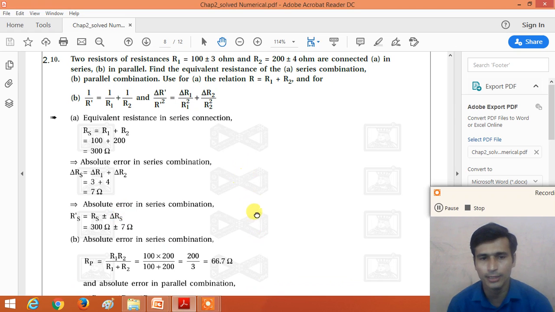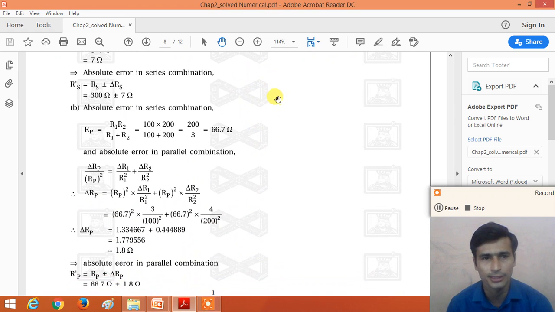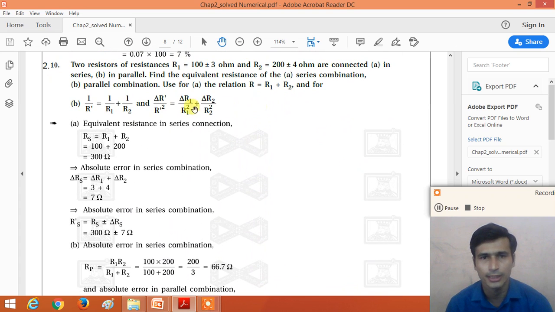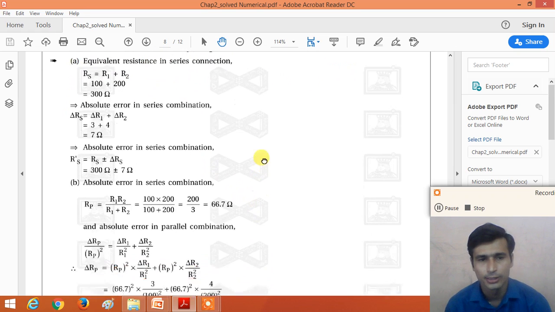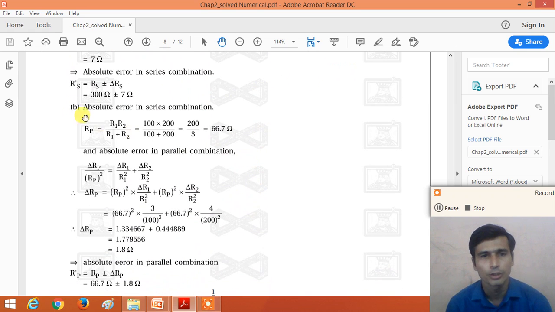Now the equivalent resistance in a parallel combination. For the parallel combination the equation is given to you. In a parallel combination the equivalent resistance is 1 by R dash is equal to 1 by R1 plus 1 by R2, and the error in the equivalent resistance, delta R dash divided by R dash square, is equal to delta R1 by R1 square plus delta R2 by R2 square. So we use this equation for the parallel combination. So how can we calculate the absolute error in the parallel combination?